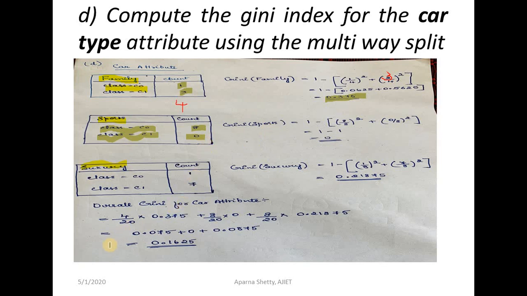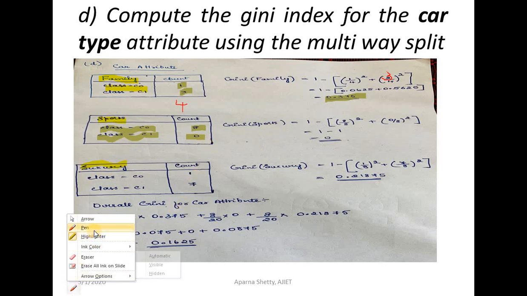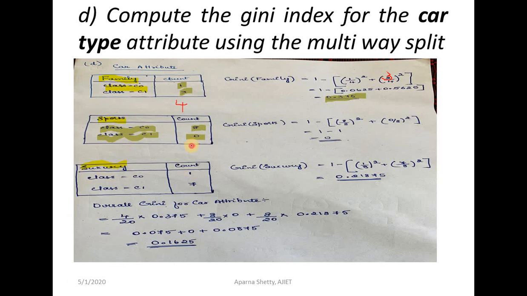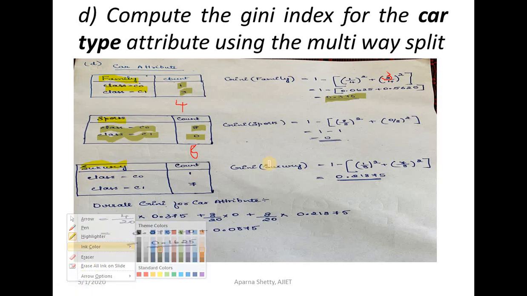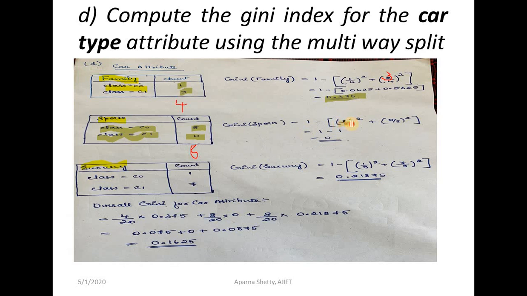The total count of sports car is 8, correct? Hence calculate the Gini: 1 minus (8 divided by 8) the whole square plus (0 divided by 8) the whole square. You will get 1 minus 1, which is 0. Okay, that is Gini for sports.